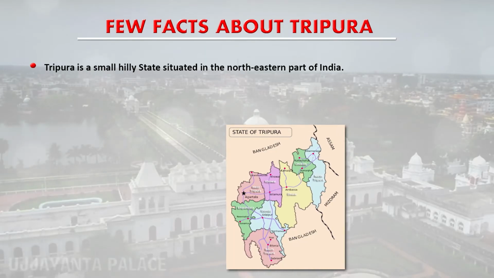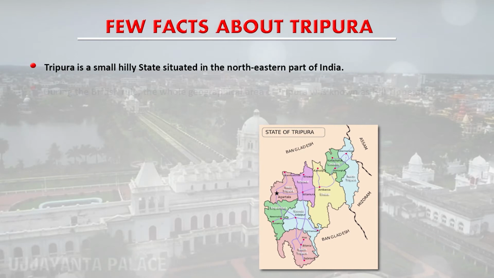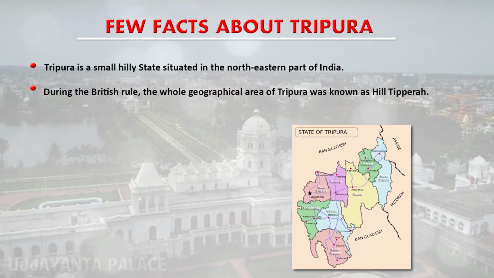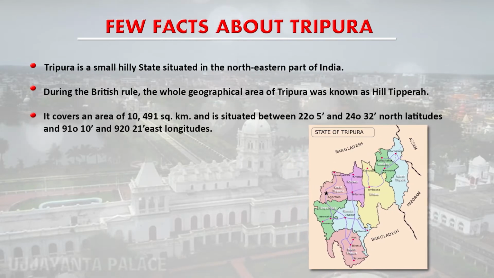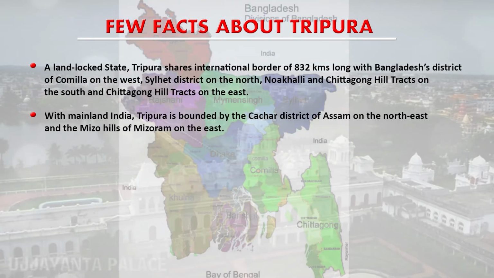Now we talk about a few facts of Tripura. Tripura is a very small hilly state situated in the northeastern part of India, as we talked about. During British rule, the whole geographical area of Tripura was known as Hill Tripura. It covers an area of 10,491 square kilometers, and as Tripura is a landlocked state, it shares an international border with Bangladesh, as I told you before. The nearby districts are Comilla on the west, Sylhet district on the north, Noakhali district and Chittagong Hill Tracts on the south, and Chittagong Hill Tracts on the east.